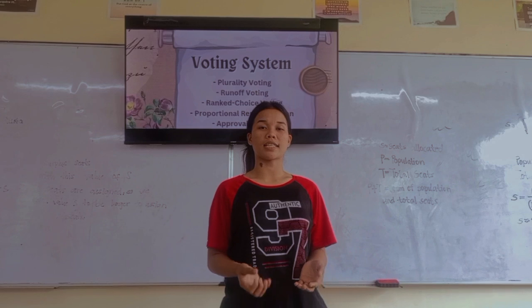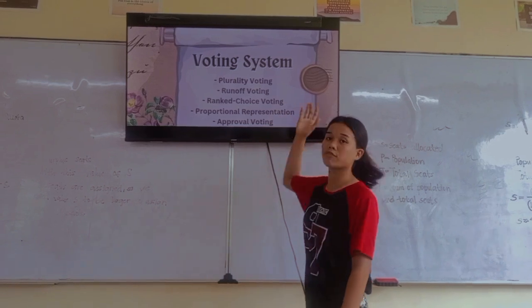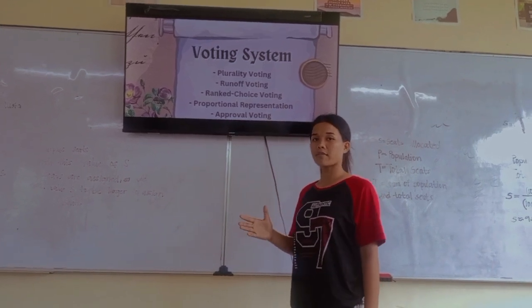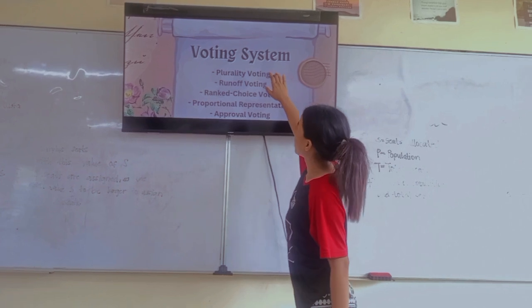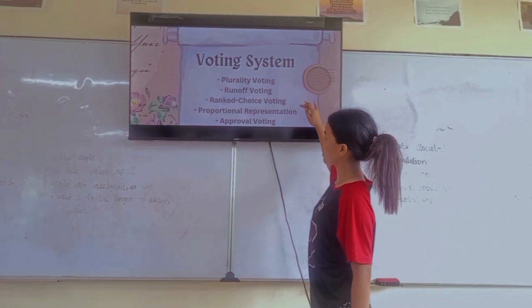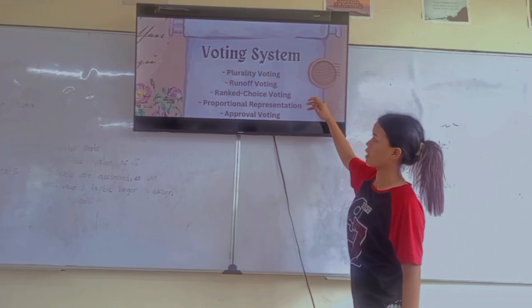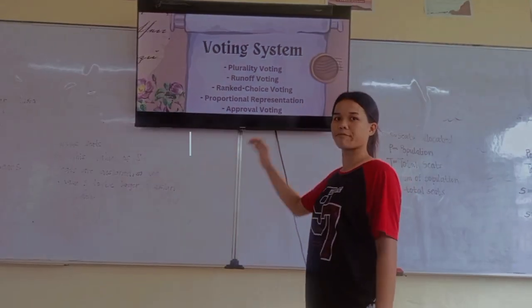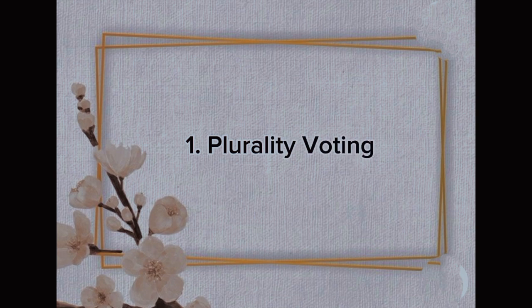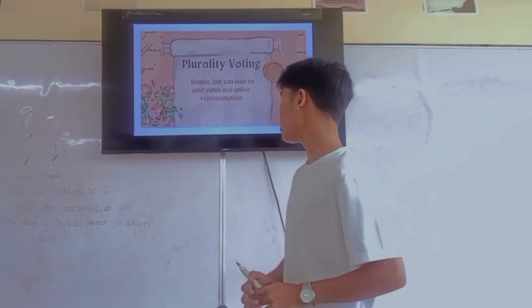After we discussed the 6 types of apportionment method, let's talk about the voting system. In voting systems, there are 5 types. Number 1 is plurality voting. Second is runoff voting. Third is ranked choice voting. Then proportional representation.